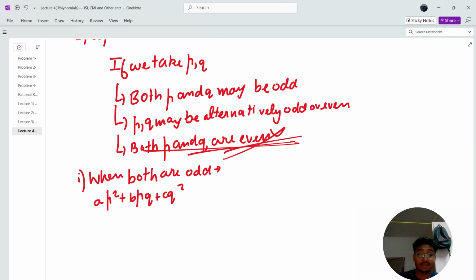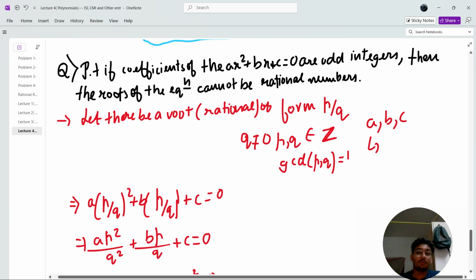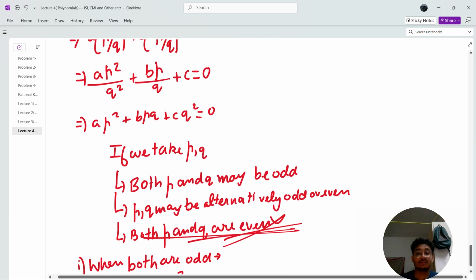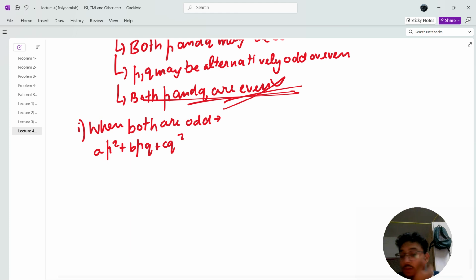Since one more condition which I forgot to mention to you guys is that I am holding A, B and C to be odd integers. It's an important question since many things depend on this. So when both are odd, AP square: P square is odd, A is odd. Square of an odd number is odd, and again A is odd. So odd into odd gives me odd.